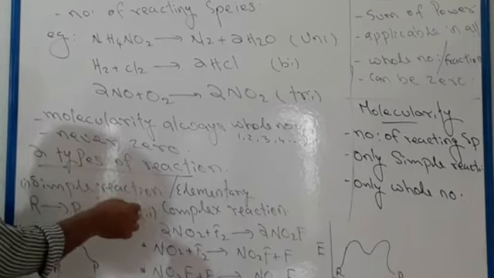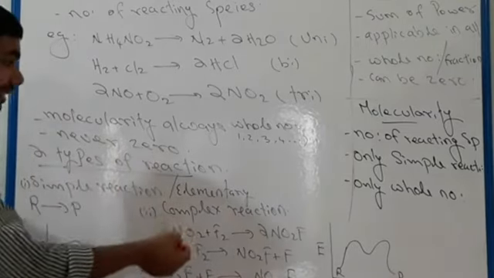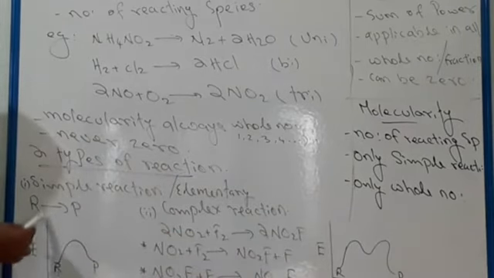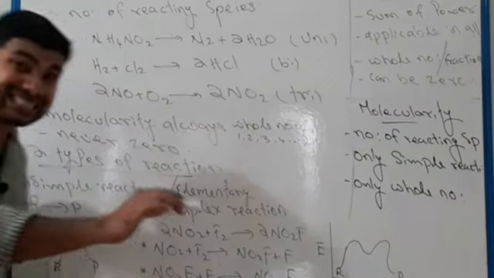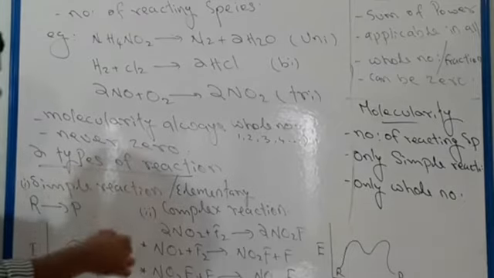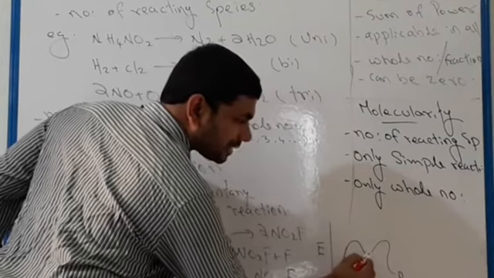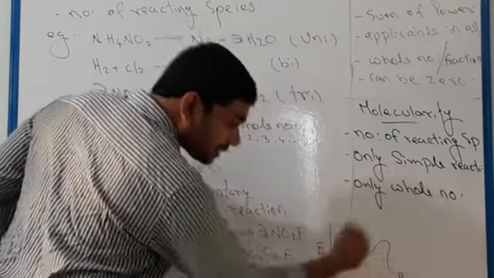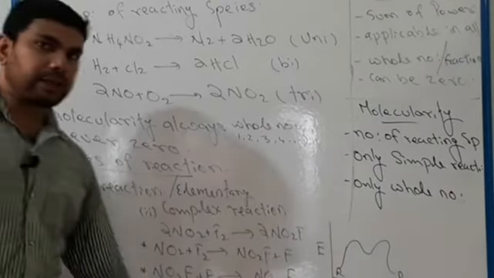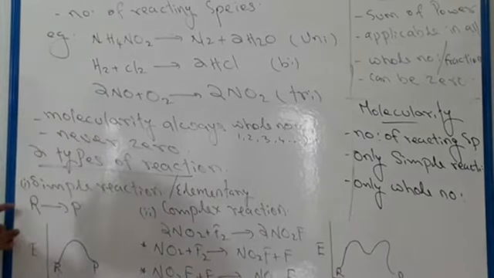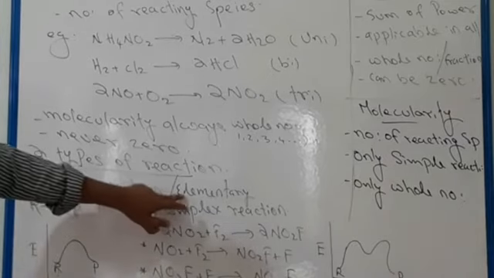Based on molecularity, there are two different types of chemical reaction, simple reaction and complex reaction. Simple reaction is also called elementary reaction. A simple reaction is a chemical reaction that takes place in a single step, only one step. Here the reactant directly changes to product. Here you can see only one peak. But in the other one, the reactant changes to an activated complex, then this activated complex again changes to product. This type of chemical reaction is called a complex reaction. So this is a simple reaction and this is a complex reaction. A simple reaction is a chemical reaction in which the reactant directly changes to product without any activated complex. It is a single step, that is a simple reaction, also called an elementary reaction.